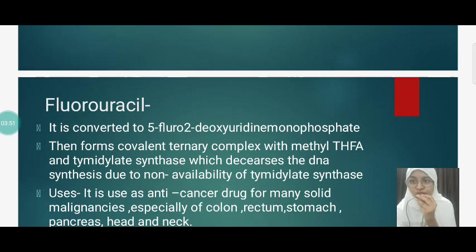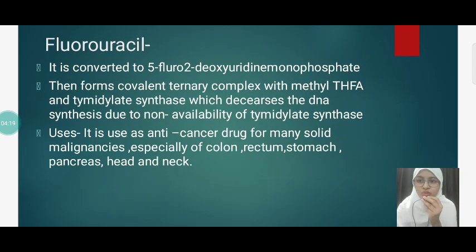Now the next drug is fluorouracil. It is converted to its active form, which is 5-fluoro-2-deoxyuridine monophosphate. Then it forms a ternary complex with methylene THFA and thymidylate synthase, which decreases the DNA synthesis due to non-availability of thymidylate. Now its uses. It is used as an anti-cancer drug for many solid malignancies, especially for the colon, rectum and stomach, pancreas, head and neck cancers.